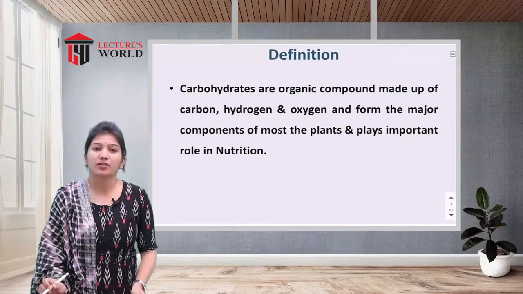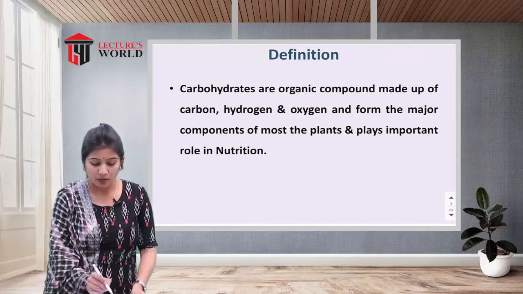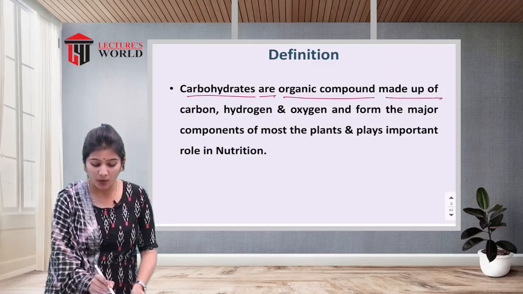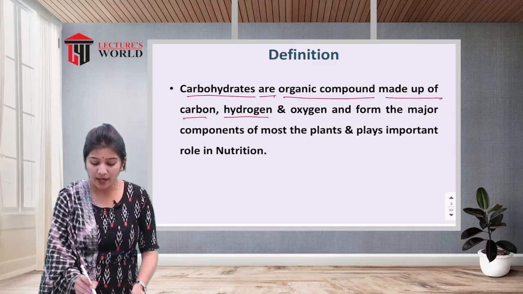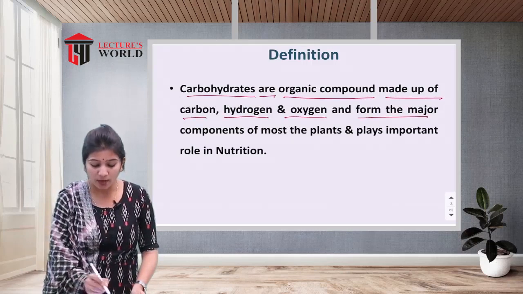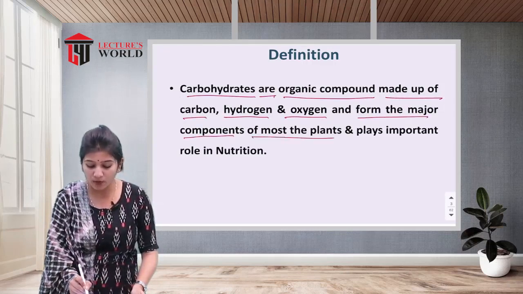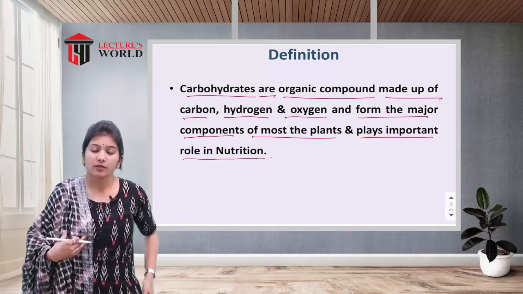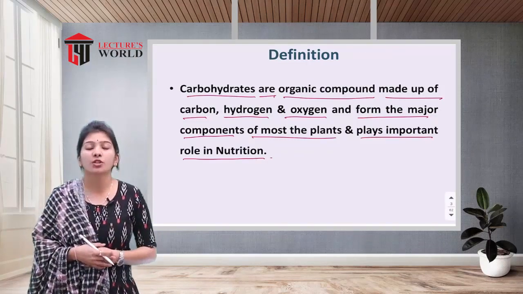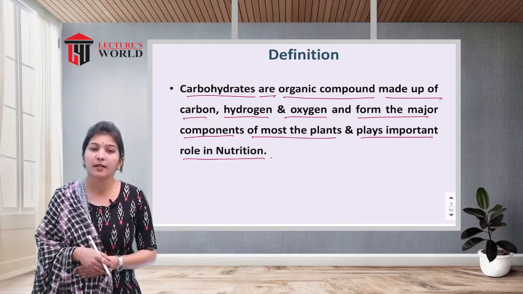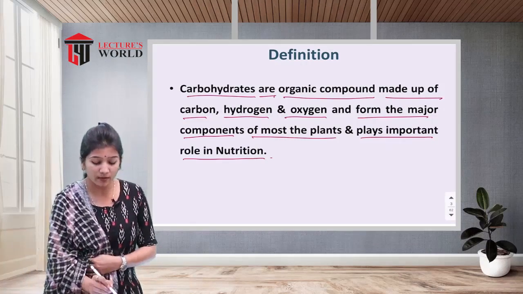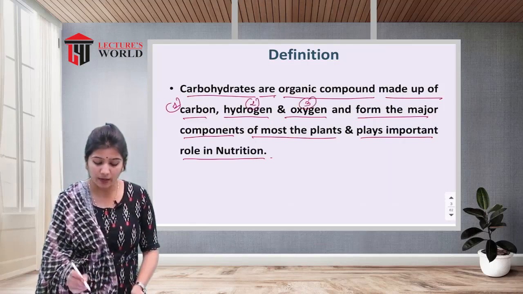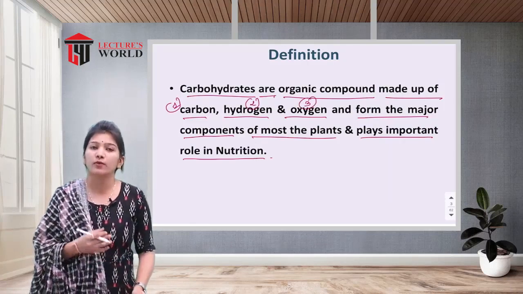Next is the definition of carbohydrate. Carbohydrates are organic compounds made up of carbon, hydrogen and oxygen, and form the major components of most plants and play an important role in nutrition. Here they have mentioned the composition of carbohydrates. Carbohydrate is made up of three things: carbon, hydrogen and oxygen. These are the chemical compositions of carbohydrate.